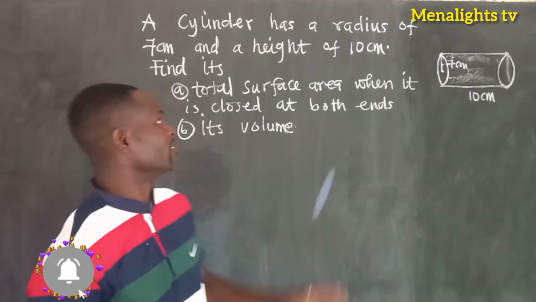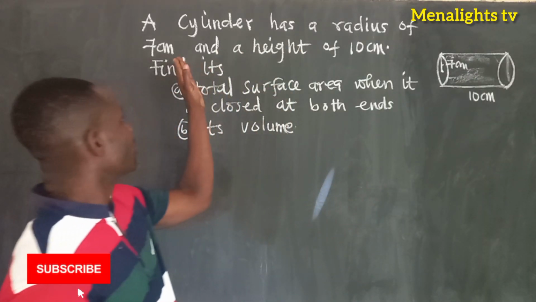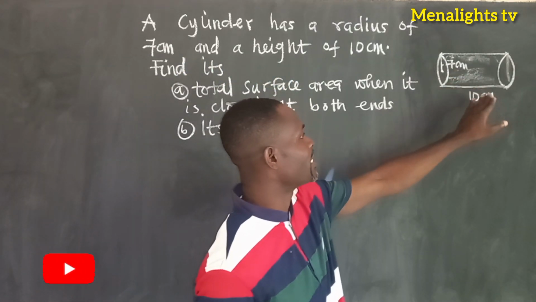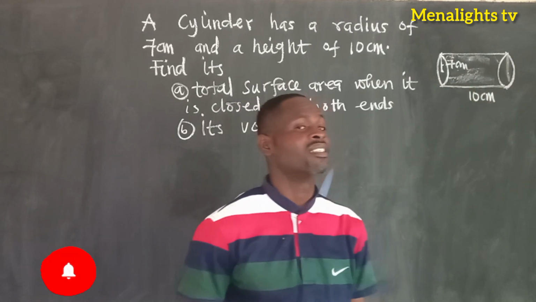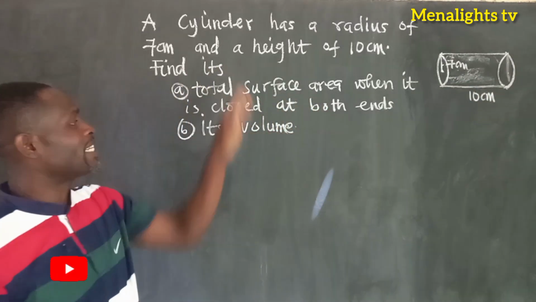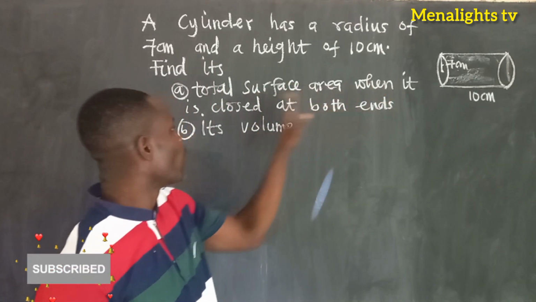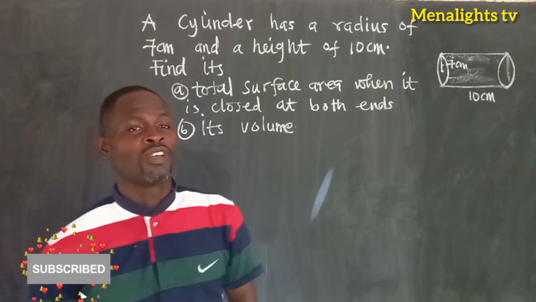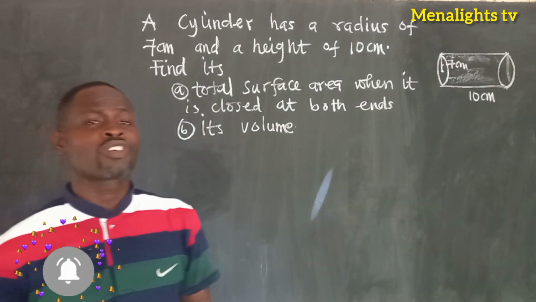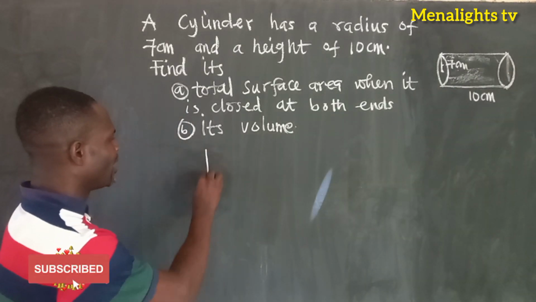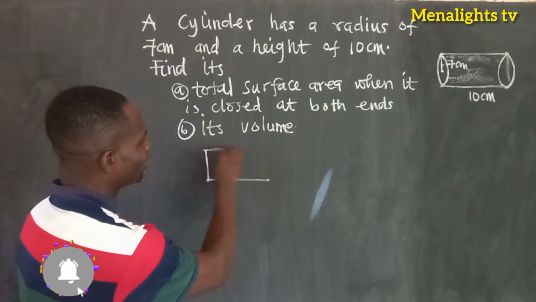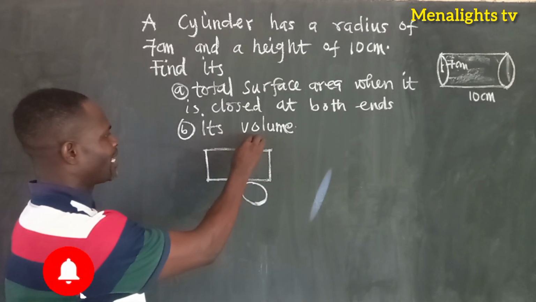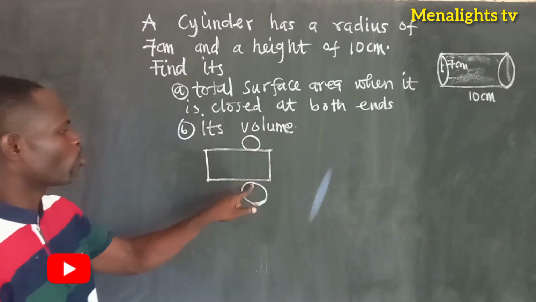So now let's look at this question. A cylinder has a radius of 7 centimeters and a height of 10 centimeters. As we have it here, the radius is 7 centimeters and the height is given as 10 centimeters. Find its total surface area when it is closed at both ends. Then after that, find its volume. If the cylinder is closed at both ends, this is how the net will be. We have a circle here and another circle here, which means that it is closed at both ends.